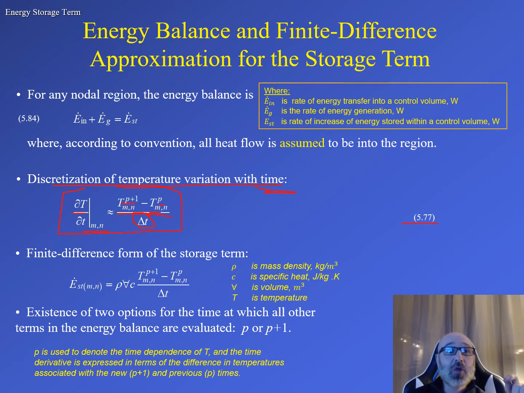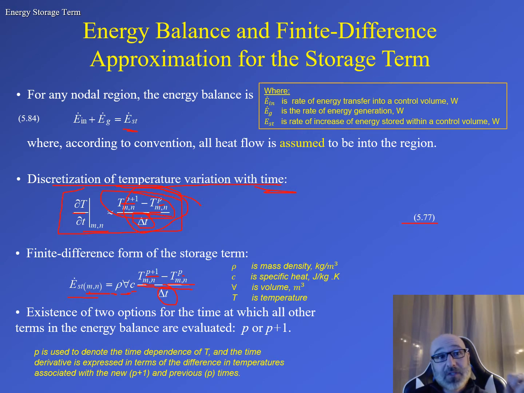So now let's take a look at our finite difference form of this storage term right there. So this says now that our E dot ST at m,n is equal to rho V c, our density, our volume, and our specific heat, times now this fraction over here. Again, we have that same term we have up here, the temperature superscript p plus 1 at m,n minus the temperature at p at m,n, all divided by that delta t, which is exactly from equation 5.77.